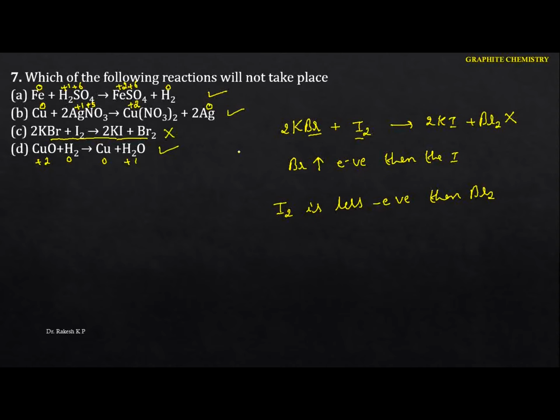Okay, remember one thing, especially for this one here. The more electronegative halogen molecule always oxidizes the less electronegative halide ion. Okay, this is the concept. Hence in this case the third one is not possible. The option is which one? That is the C. Okay, next one.